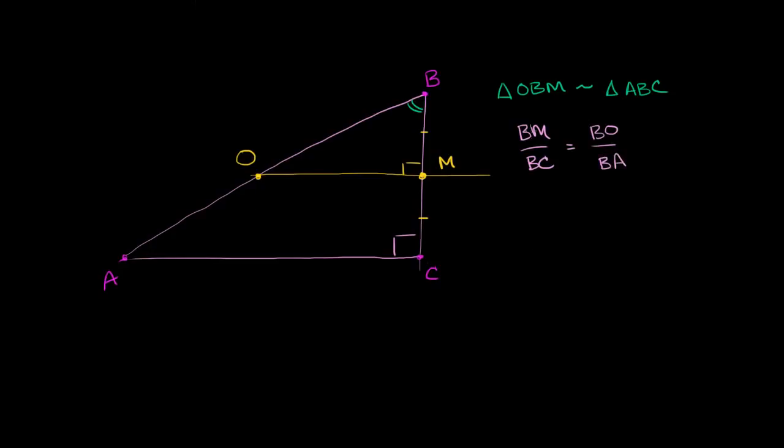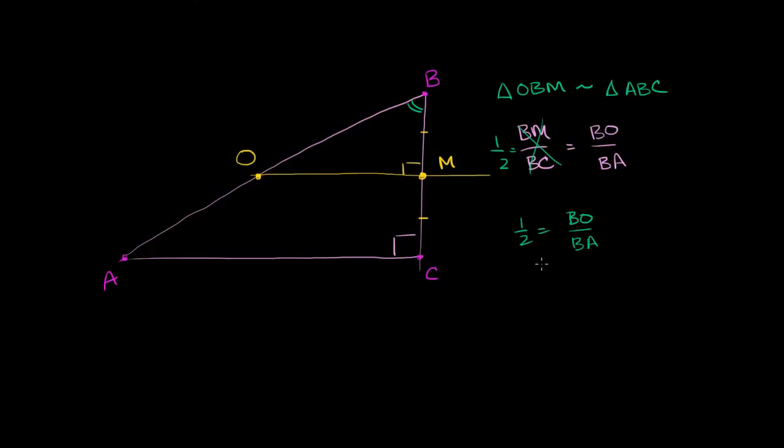Well, we know what the ratio of BM to BC is. BM is half of BC. So the ratio of BM to BC is going to be equal to 1/2. M is the midpoint, so this is exactly the same distance as this. So this is 1/2 of the entire BC. So if 1/2 is equal to BM over BC, which is equal to BO over BA, then if we just ignore the middle part, 1/2 is equal to BO over BA.